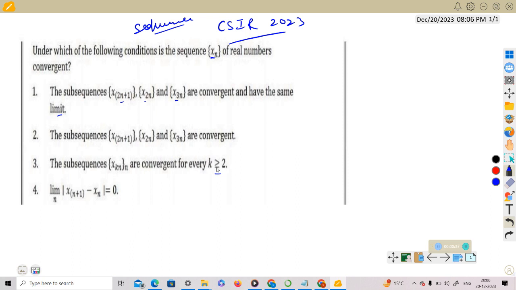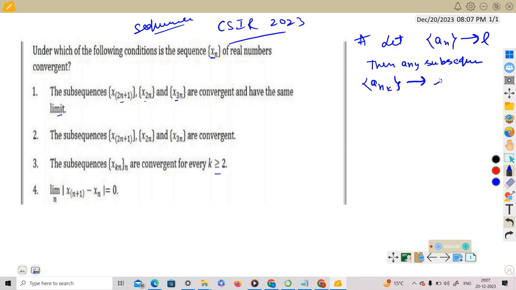Okay, we will use 2-3 results here. First of all, let an be a sequence of real numbers which converges to L. Then any subsequence a_{n_k} also converges to L.